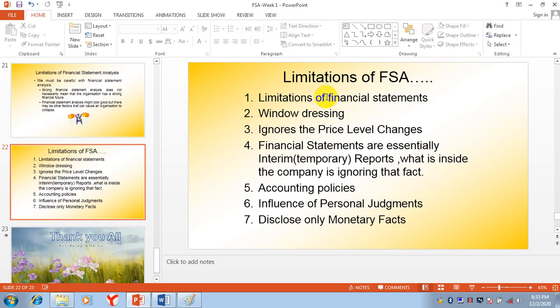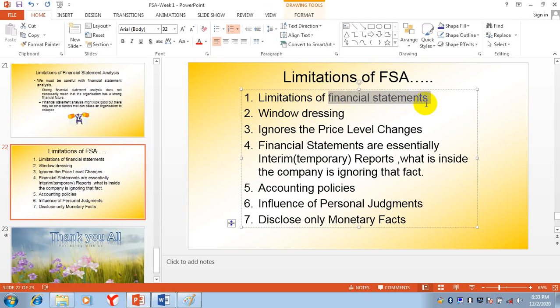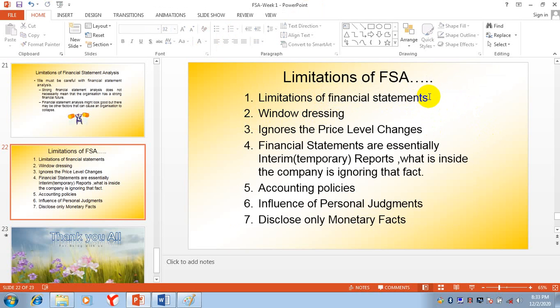For this purpose, if you study the limitations of financial statements, it will be much more clear, because I think in the second or third semester you studied financial statements. So there are these weaknesses. Window dressing. We discussed window dressing. What is window dressing? Something is not good, but you are trying to show it as good. The business is not good, but the decoration is good.